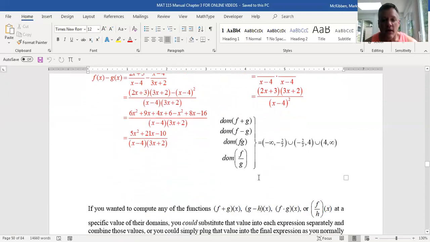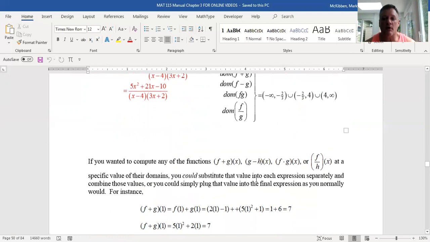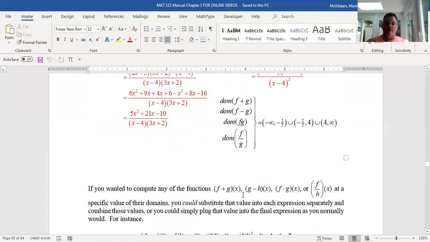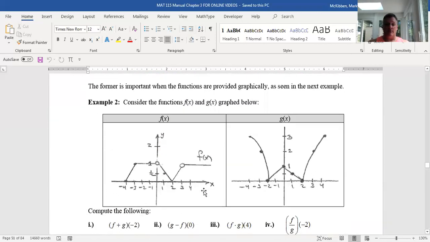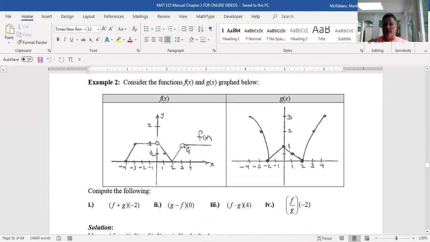Good. So suppose you wanted to compute any of these three functions or any of these four combinations at particular values of x, but you didn't have an expression, you had a graph. So for example, suppose I gave you that these were the graphs of my functions f of x and g of x, and I asked you to compute these quantities. You don't have to have an expression into which to plug your x values. You can just use what the y values are on each of these graphs at that x value to determine the functional values each time.